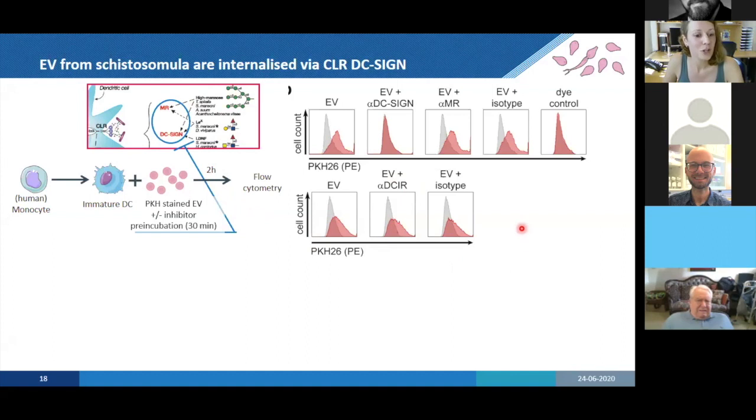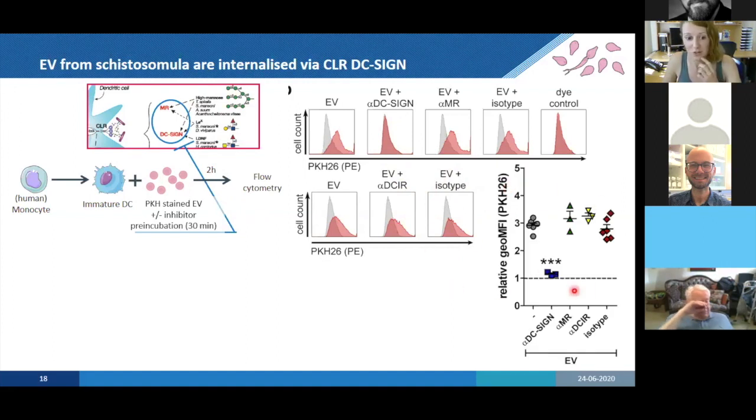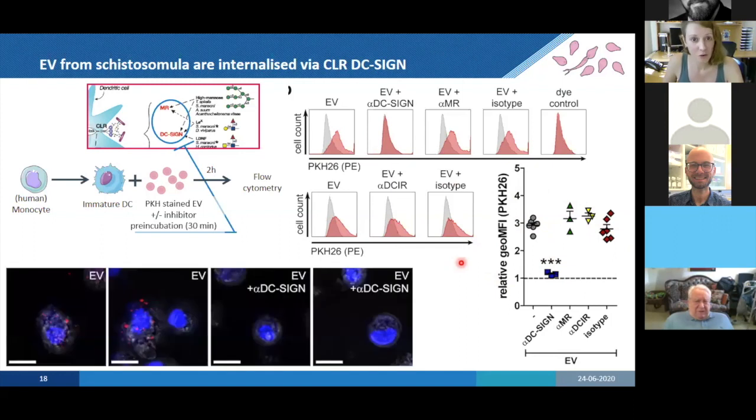But if you look closely, you can see that there's no influence of blocking the mannose receptor or DCIR on the uptake of EVs. However, if you block DC-SIGN, there's almost no uptake of EVs anymore. This is also what you see if you plot this nicely, because this is only for one donor, but this is of course for more donors. It was a really robust finding, and we also did confocal again, also observing that if you block DC-SIGN, there's no uptake of the EVs anymore by the cells.